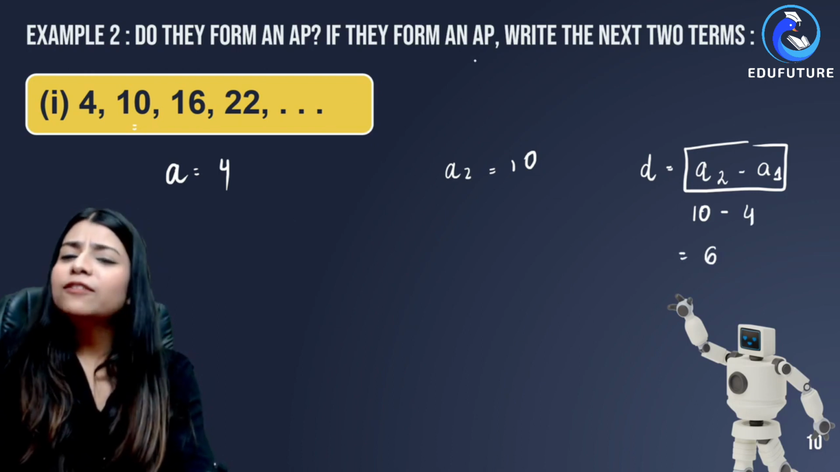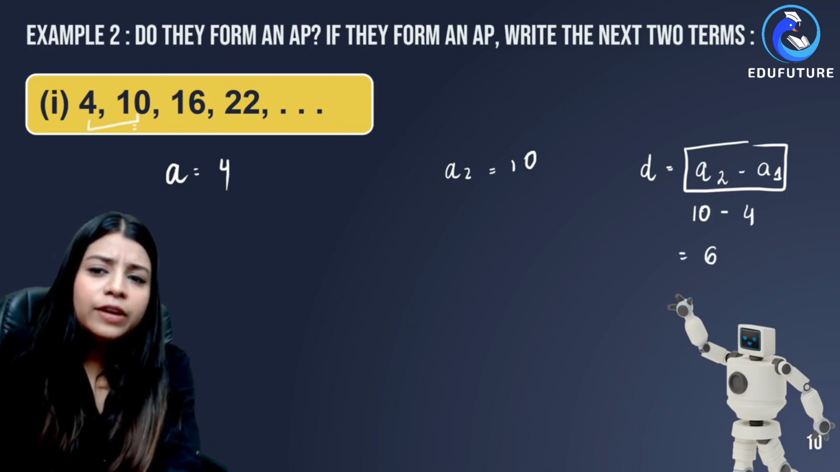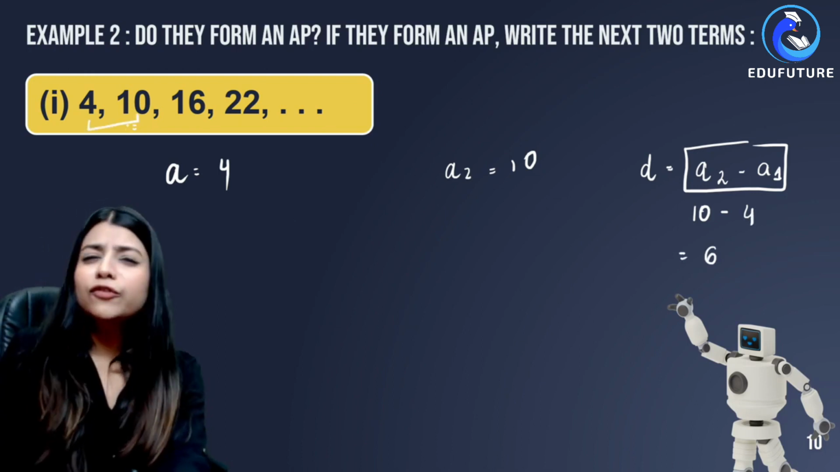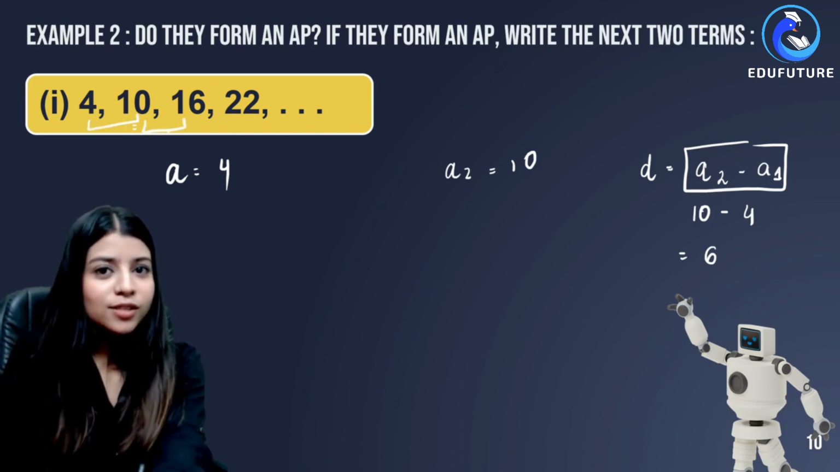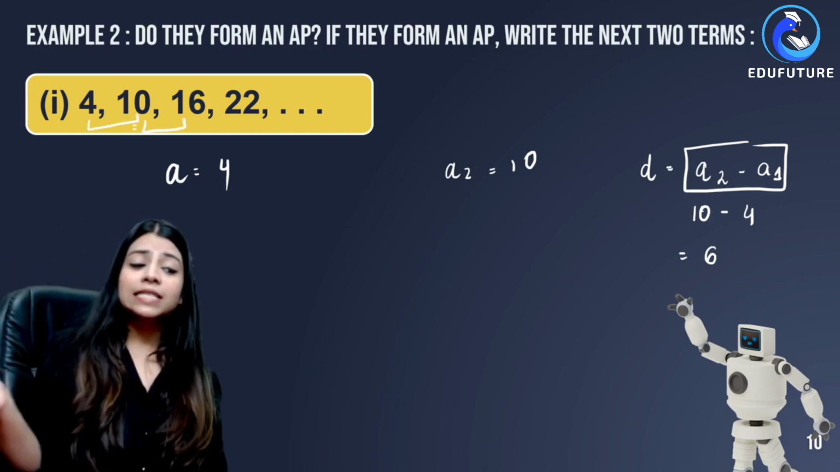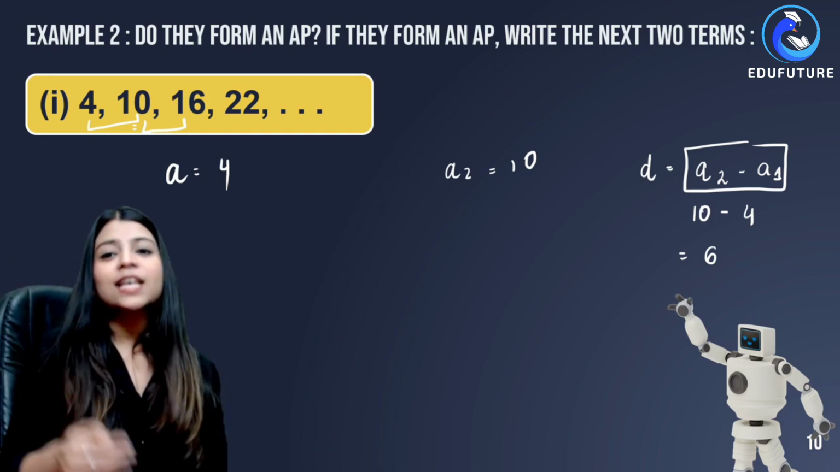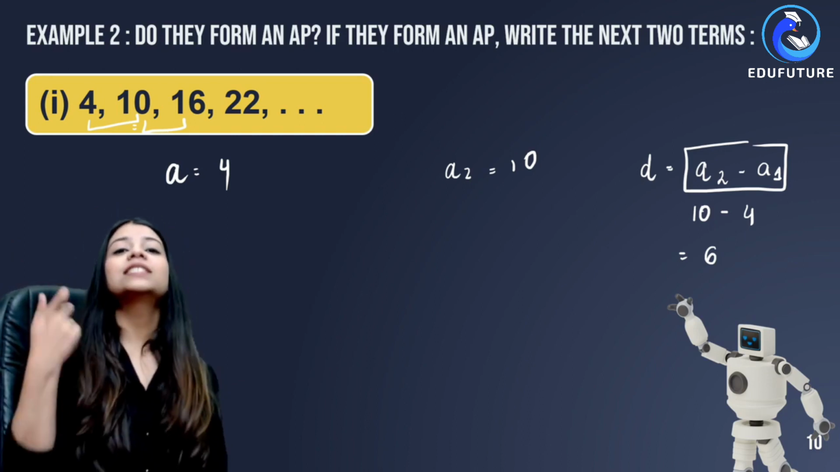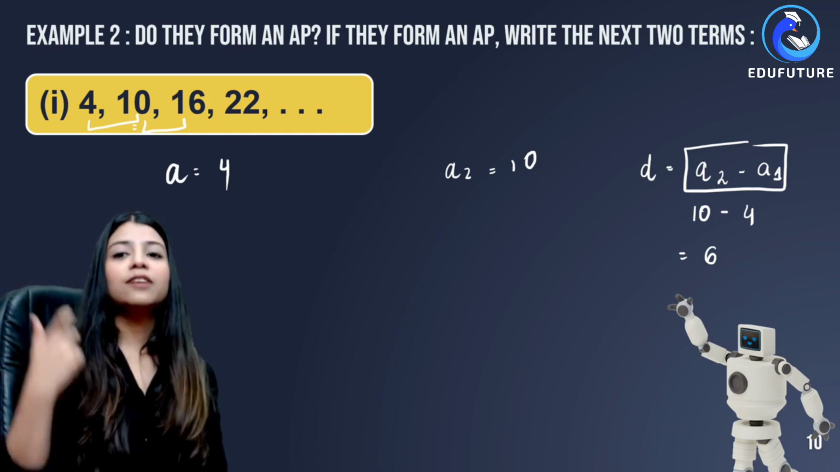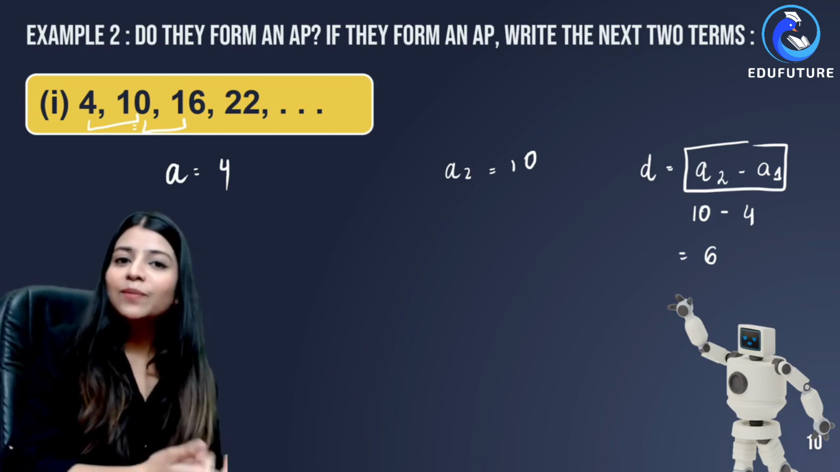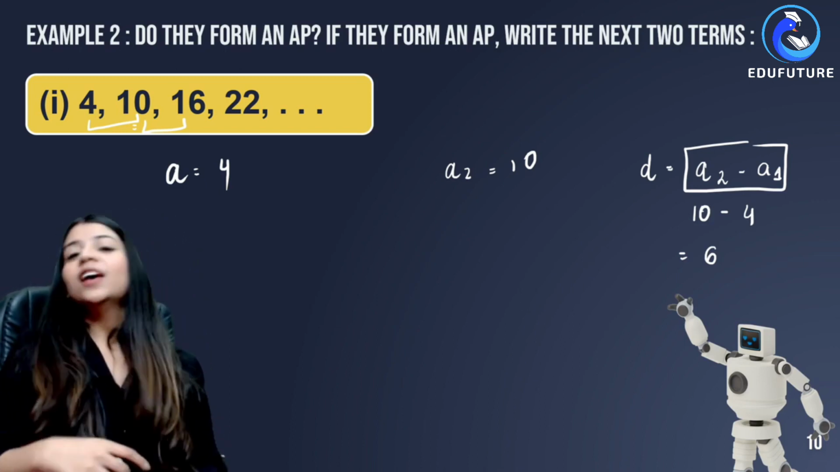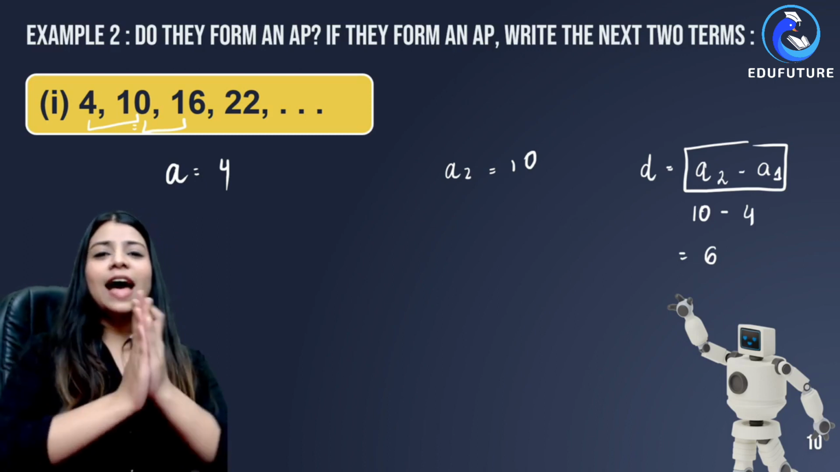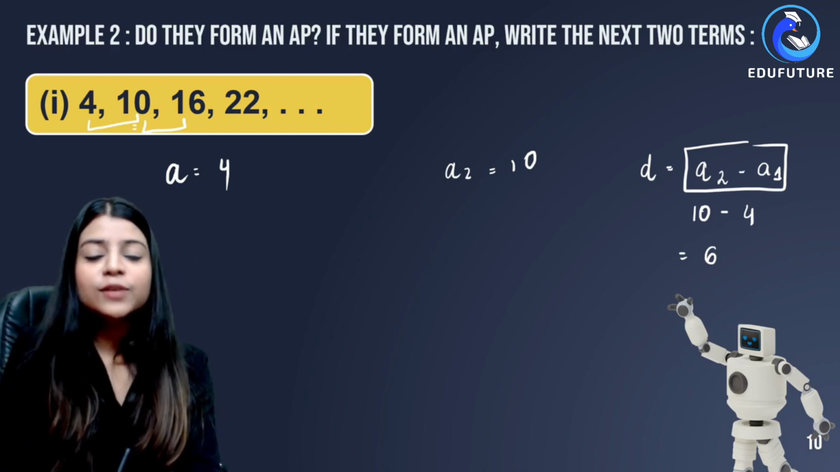So what I have to see is that the difference between 4 and 10 is also 6. The difference between 10 and 16 is also 6, and the difference between 16 and 22 is also 6. So if my difference is constant throughout my AP, this forms an AP.